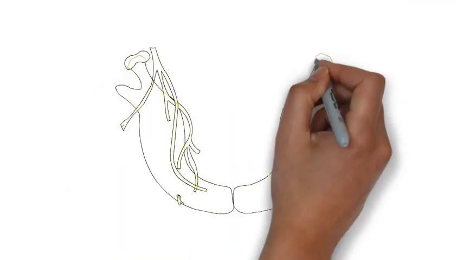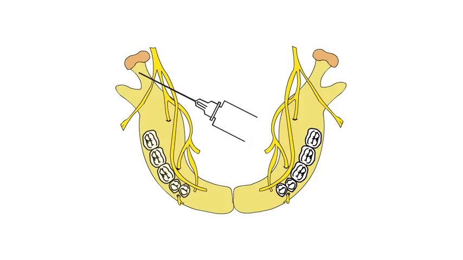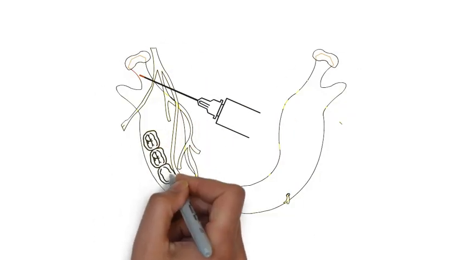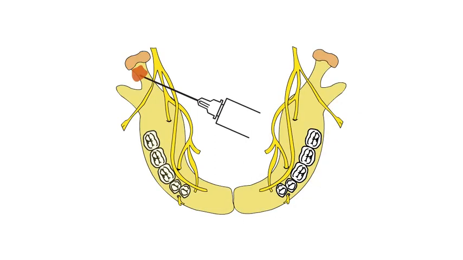Then slowly advance the needle for about 25 mm until bone is contacted, which is the neck of the condyle. After the bone is contacted, we will withdraw the needle for about 1 mm. As always, aspirate in two planes. If positive aspiration in first attempt, then withdraw the needle slightly and angle it superiorly and reinsert it. Then deposit 1.8 ml of anesthetic solution over 60 to 90 seconds and withdraw the needle.